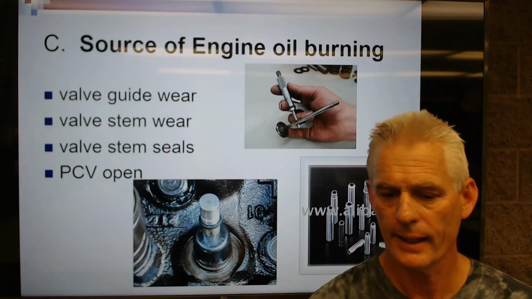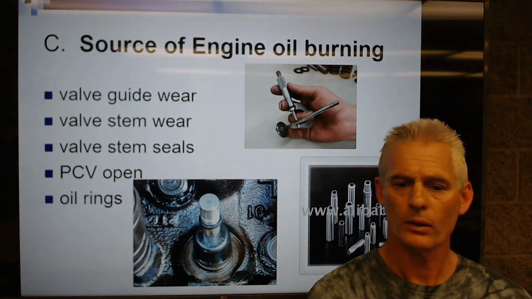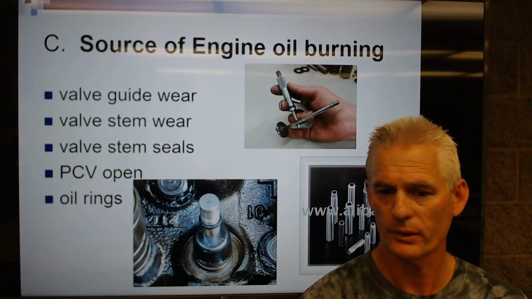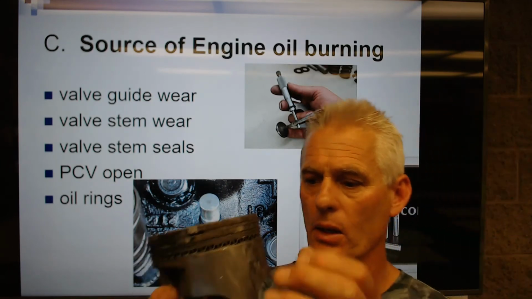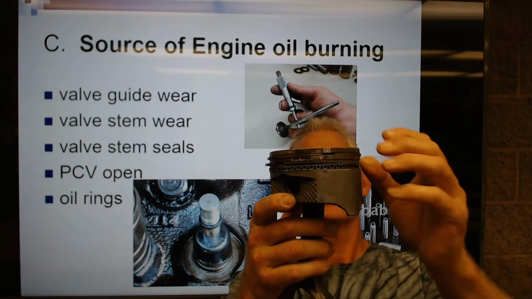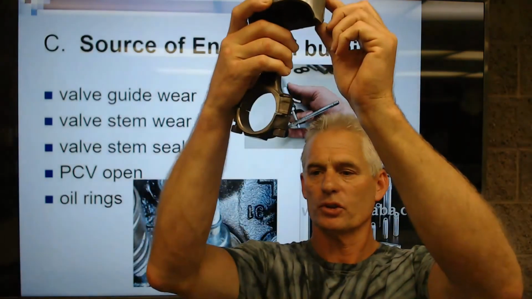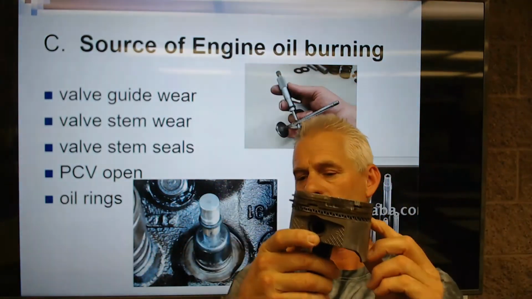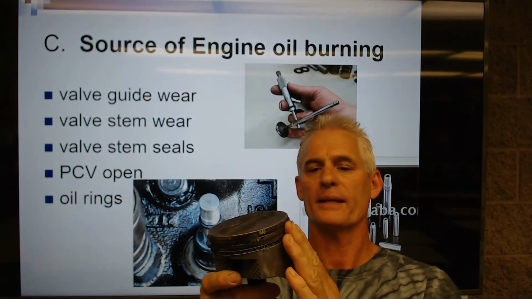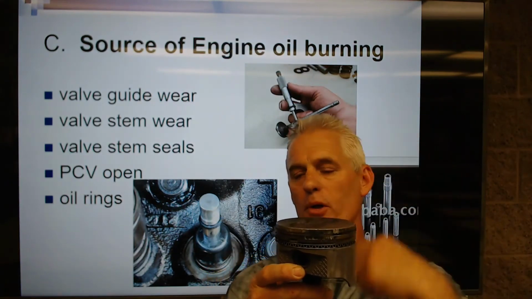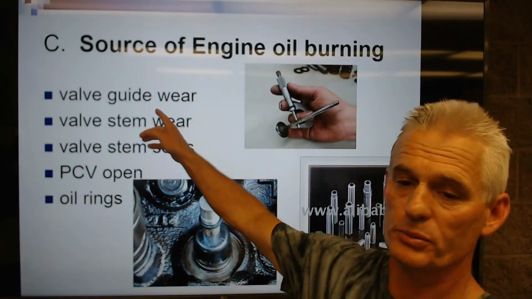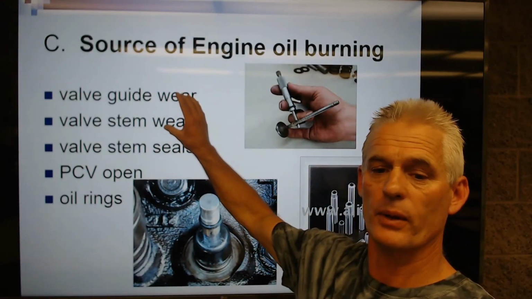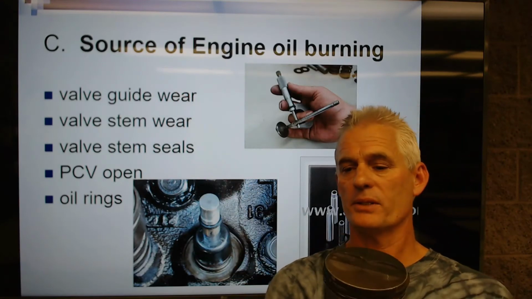So next we're going to look at oil rings as a source of burning. Your piston oil rings can cause you to burn oil, because if this doesn't scrape the oil off the cylinder wall as the piston goes down, oil is going to go past that ring up into the combustion chamber and burn. You're going to see blue smoke out the tailpipe. I'd like to make a connection between blue smoke out the tailpipe caused by valve guide wear or valve stem wear and piston rings.